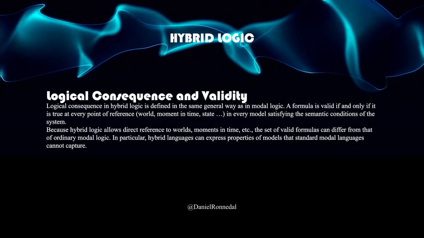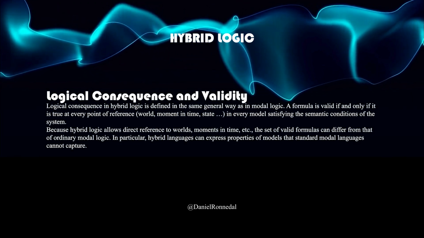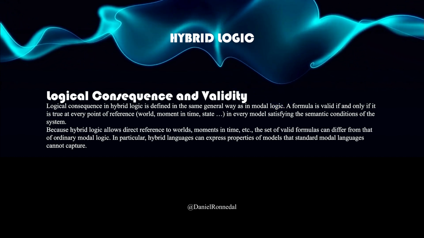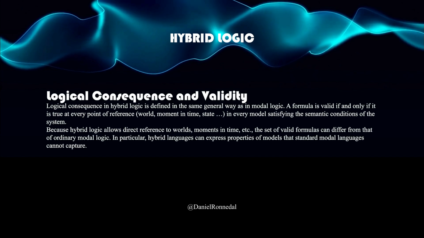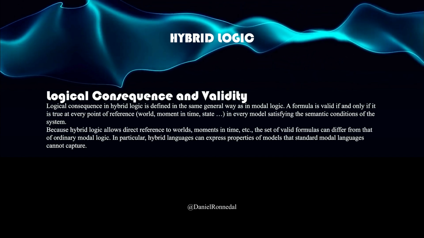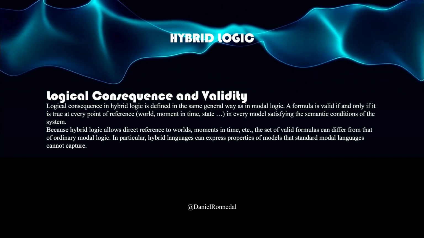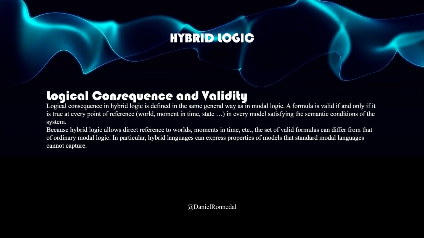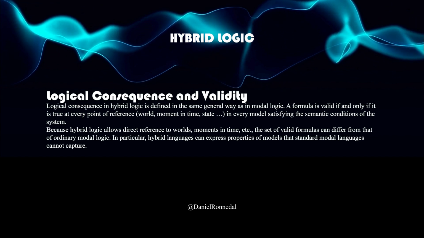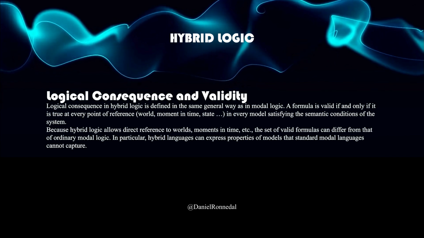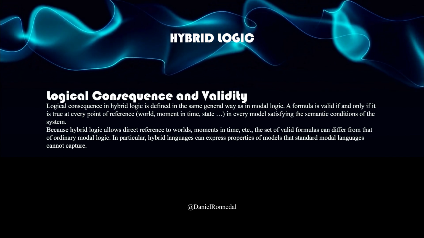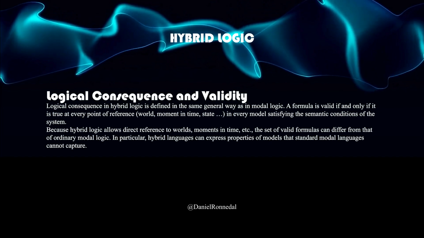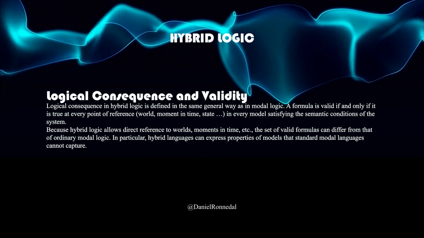Logical consequence in hybrid logic is defined in the same general way as in modal logic. A formula is valid if and only if it is true at every point of reference, world, moment in time, state, ... in every model satisfying the semantic conditions of the system. Because hybrid logic allows direct reference to worlds, moments in time, etc., the set of valid formulas can differ from that of ordinary modal logic. In particular, hybrid languages can express properties of models that standard modal languages cannot capture.